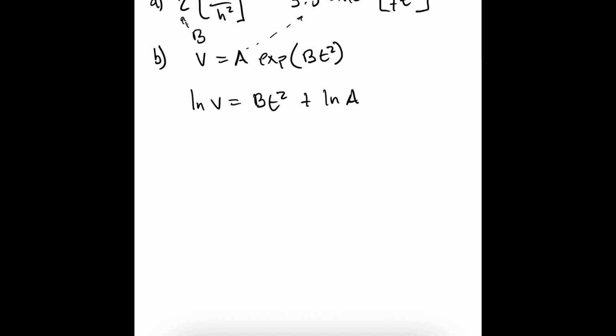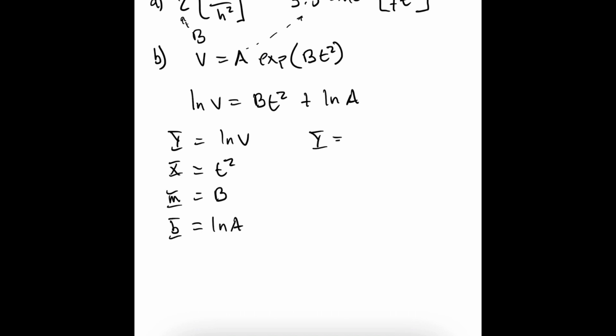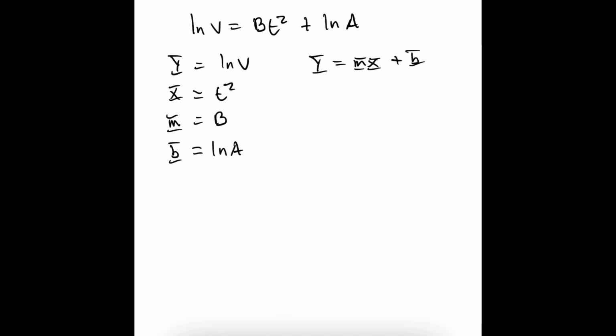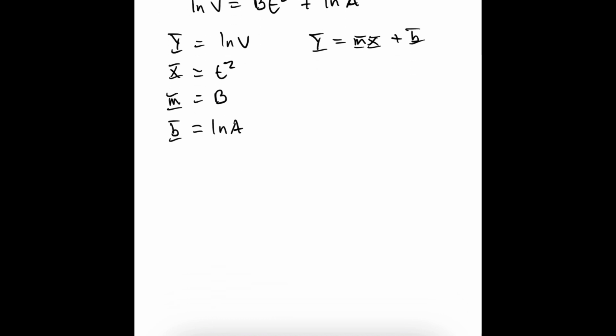So let's define our line here, where our model looks like this. Okay, that's a linear model. We've got two parameters, m and b.